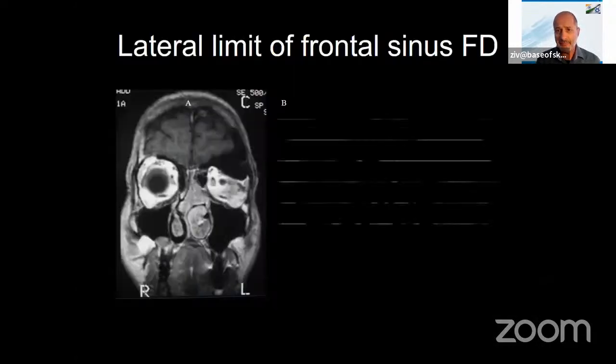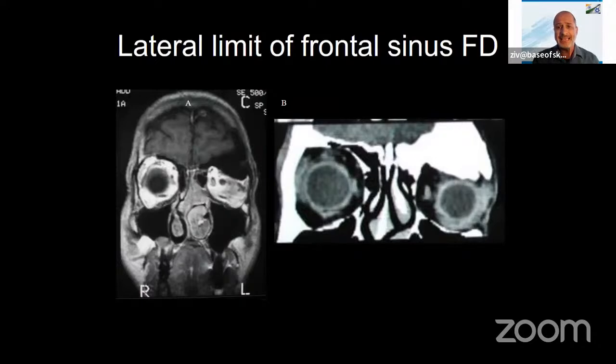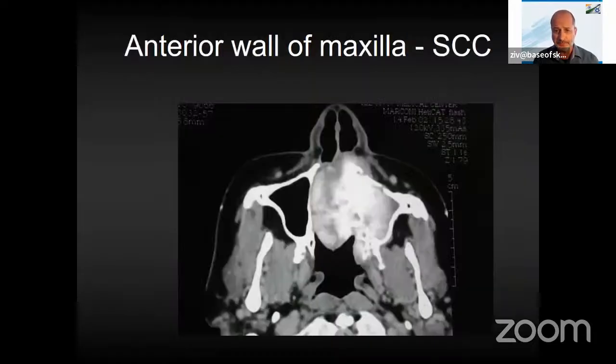This is an example of fibrous dysplasia. You can see here the lateral extension of the tumor. Obviously, we can only reach endoscopically up to the mid-pupillary line. Lateral to this, we will not be able to perform surgery. So most likely, we will not access this tumor through an endoscopic approach, but rather through an open approach alone.